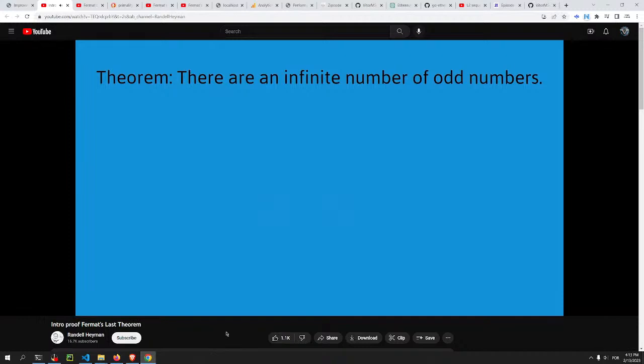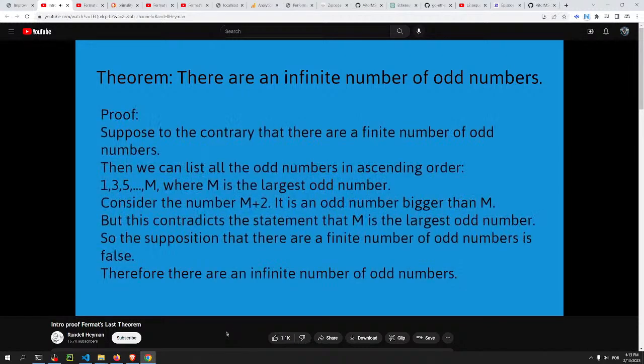So here's a trivial example. Theorem: there are an infinite number of odd numbers. So let's look at the proof. We start out by supposing to the contrary that there are a finite number of odd numbers. So we haven't proven that, we're just making that supposition. Now we list a whole lot of logical statements that follow from our supposition. So if there are a finite number of odd numbers, then we can list all the odd numbers in ascending order: 1, 3, 5, all the way up to m, where m is the largest odd number. That immediately follows from our supposition.